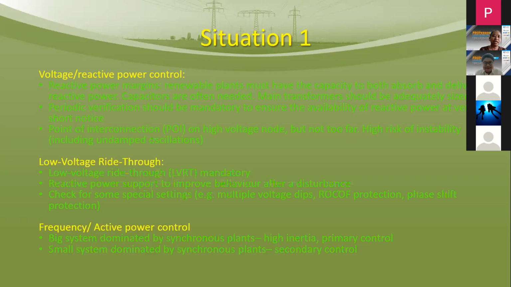Another important consideration involves the frequency or active power control. In a big system dominated by synchronous plants, it has high inertia, so it is especially the primary control that we can use. But in a small system dominated by non-synchronous plants, we call it the secondary.